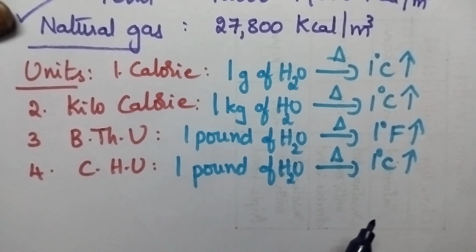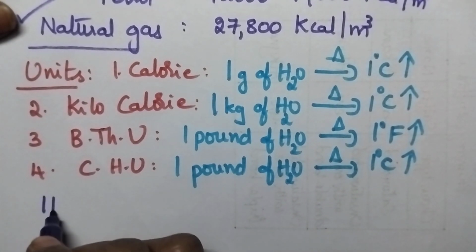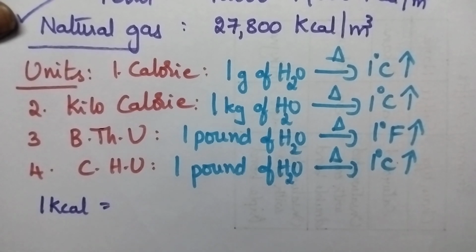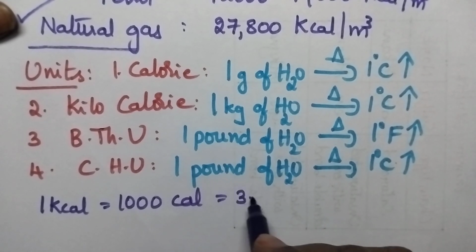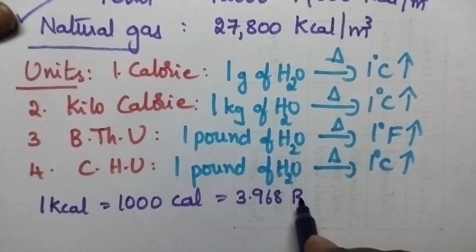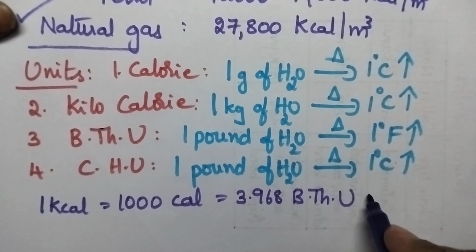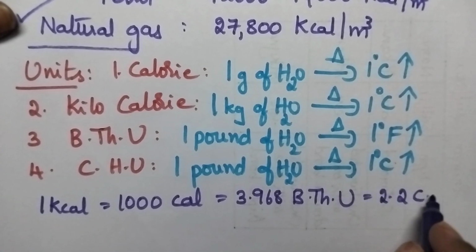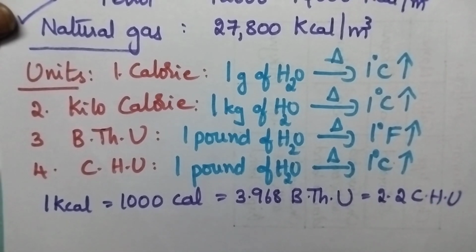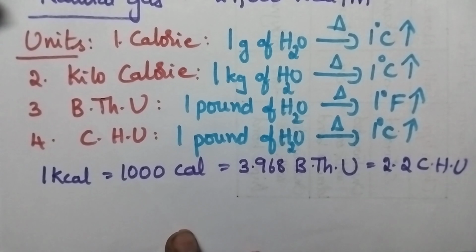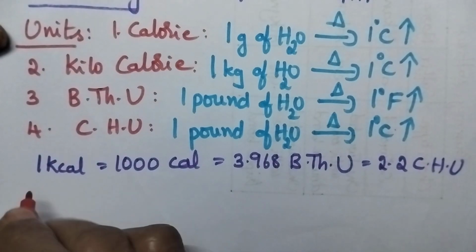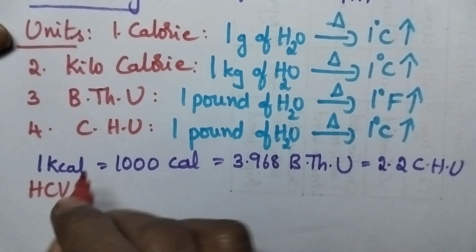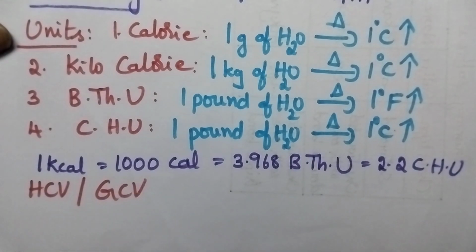So, coming to the relation among these units, 1 kilocalorie is equal to 1000 calories, that is equal to 3.968 British thermal unit, and that is equal to 2.2 centigrade heat unit. At the same time, this calorific value can be classified into 2 types. One is higher calorific value, which is also known as gross calorific value, and the other one is net calorific value or lower calorific value.